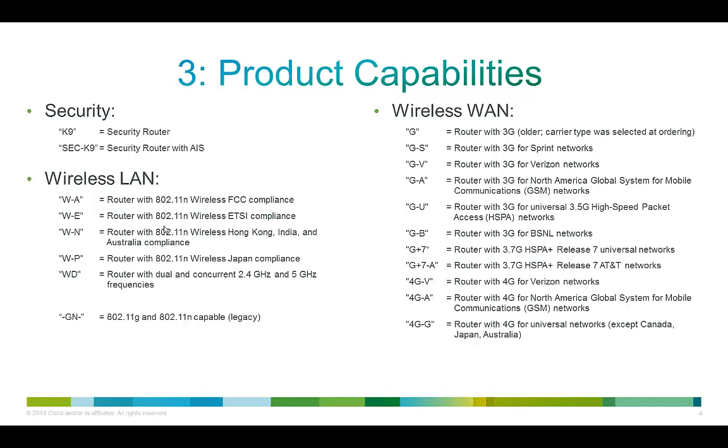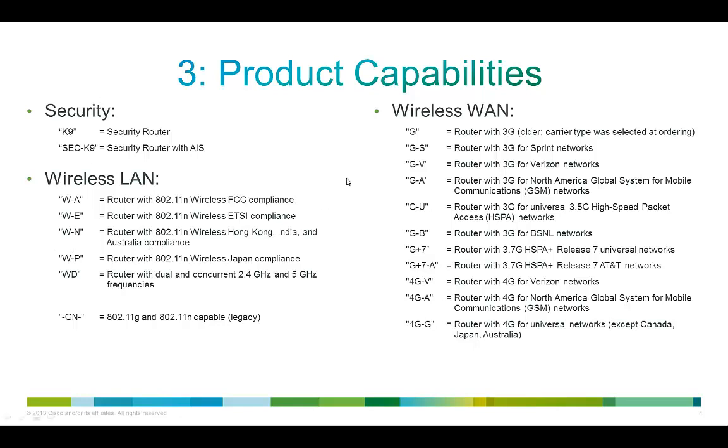The product capabilities are listed here by technology. It could be for security reasons, for example K9, which identifies encryption software. Anything with a W inside would be a wireless LAN subcomponent. For example, these subcomponents have sub-options like -A, -E, -N, -P for the regulatory compliance level areas they are used for. And the D identifies dual and concurrent wireless.